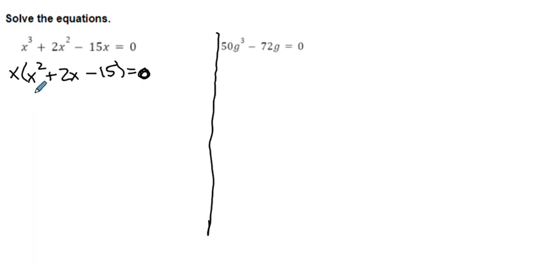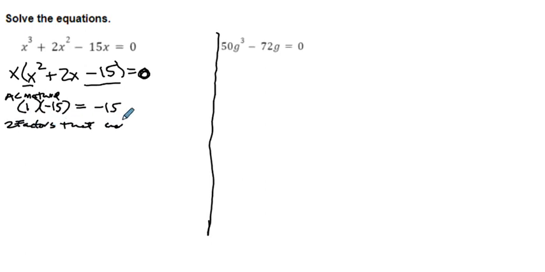So the AC method means you're going to multiply your coefficient in front of your x squared term times your c, which is your constant. So you're going to go 1 times negative 15. This is our AC method. That gives you negative 15. And now we want two factors that add to b, which in this case is 2.